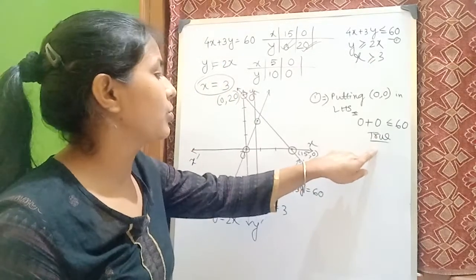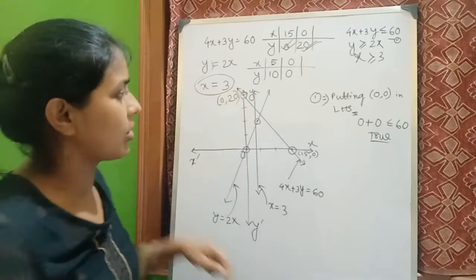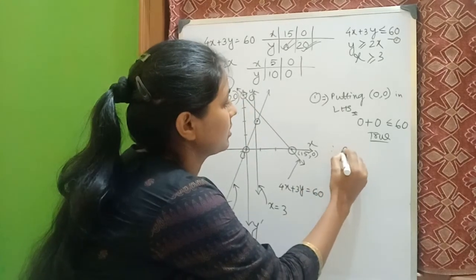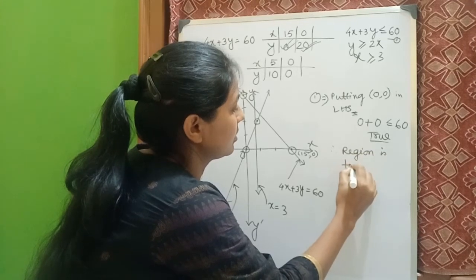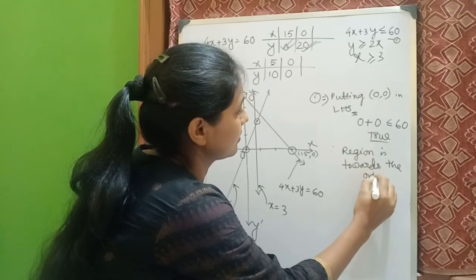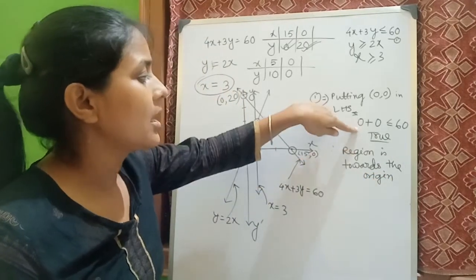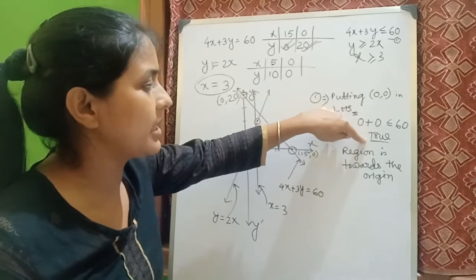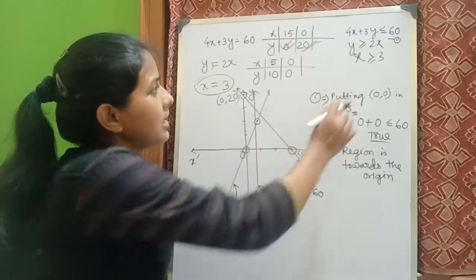So this is true. True means the region will be towards the origin. Therefore, the region is towards the origin, because we have put the origin here and we have got a true statement. So the region will be towards that point, that means the origin.